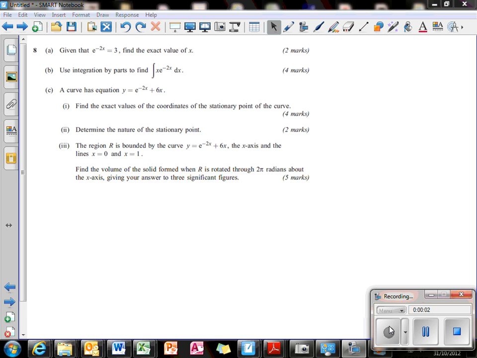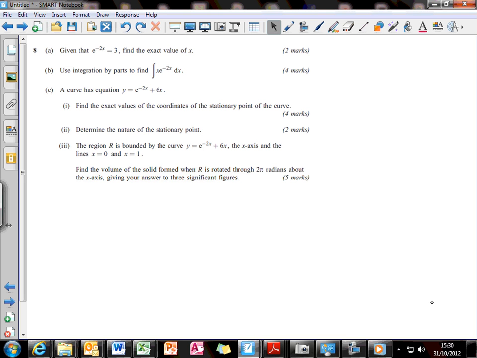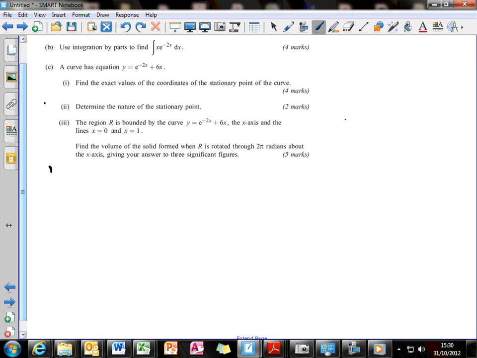And finally, we're looking at question 8, which is the very last question on the paper, which looks like a bit of integration, maybe a bit of differentiation here. Given that e to the minus 2x equals 3, find the exact value of x. Okay.